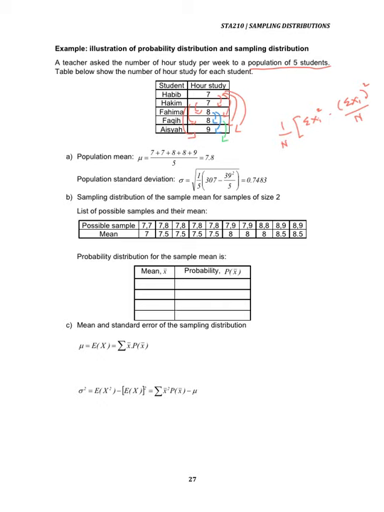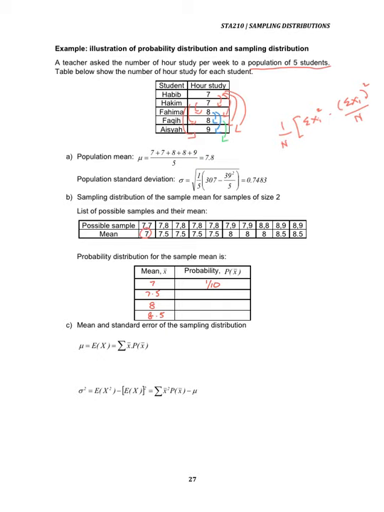Now, look at the values of the mean. We have 7, 7.5, 8, 8.5. We convert all these values into the probability distribution table. Look at the probability of each value. For 7, we just have one value, so the probability is 1 over 10, because we have 10 sets here.